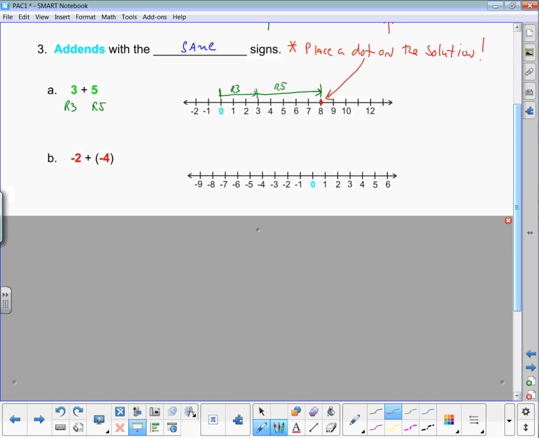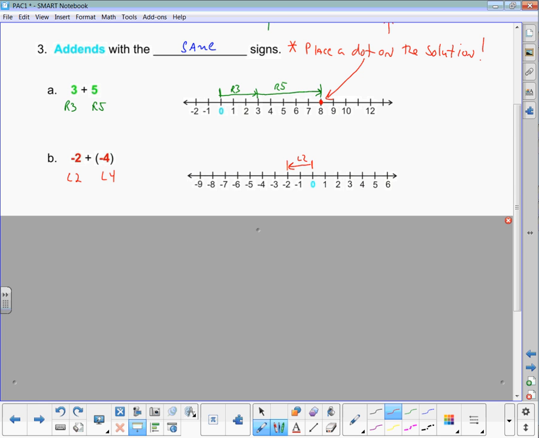Okay, here we got a scenario now. Again, we're adding two addends with the same signs. So this one we have negative, so I'm going to take my red. And now I got to go left 2 and left 4, right? Because negatives are to the left. Again, you're starting at 0. And I want to go left 2 spaces. 1, 2. All right, now I am there. Again, I'm going to put L2 over top. All right, got that? So left 2.